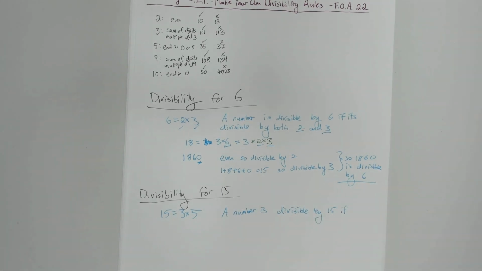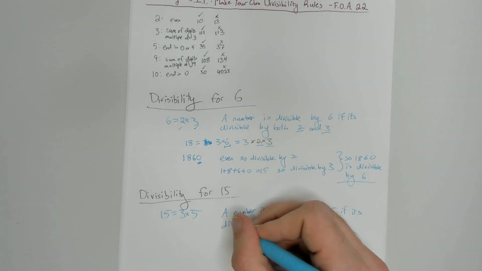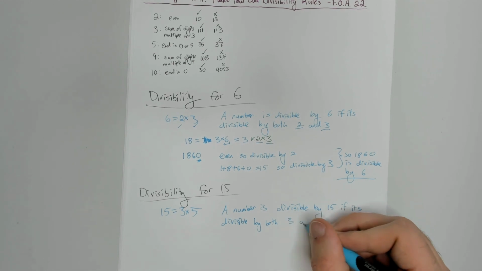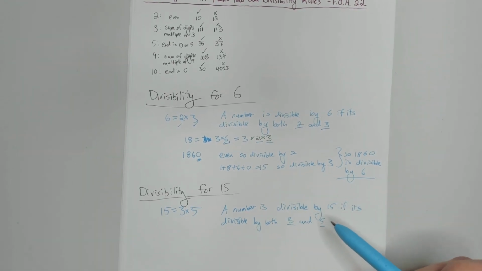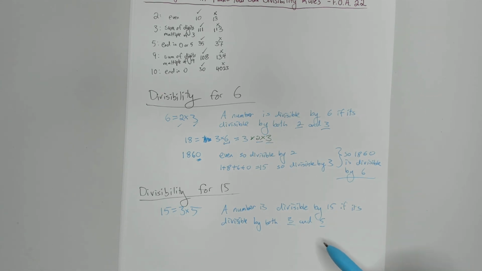Well, very similarly to 6, a number will be divisible by 15 if it's divisible by both 3 and by 5. If a number is divisible by 15, it has 15 as a factor of it, which means it has 3 and 5 as factors of it, which means it has to be divisible by both of them.